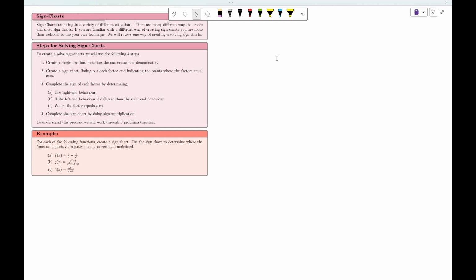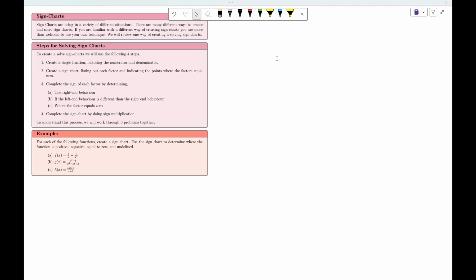To create a sign chart and solve a sign chart, we're going to use 4 steps. First step we're going to do is create a single fraction. Then, when we have that single fraction, we're going to factor the numerator and denominator. Second, we're going to create a sign chart listing out each factor from our fraction that we created and indicate the points where each of the factors equals 0. The factor can come from the numerator or denominator. It does not matter.